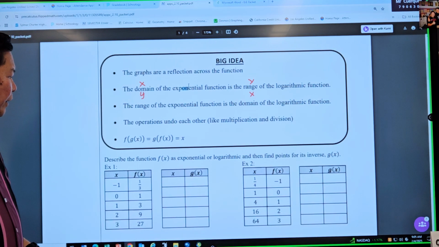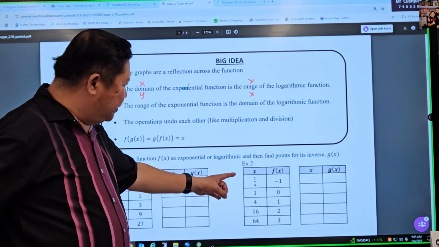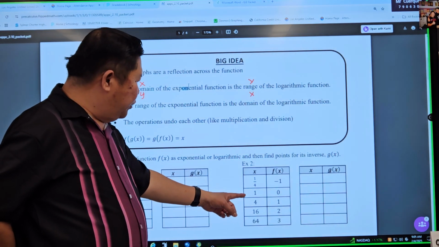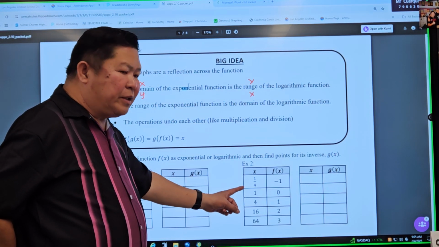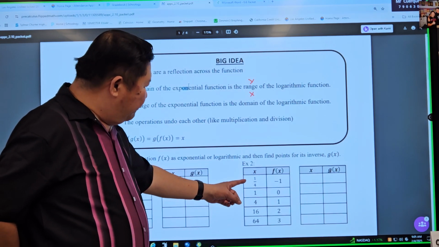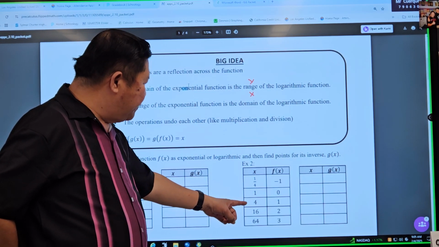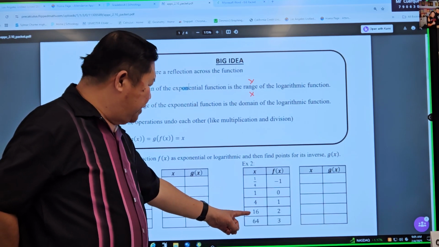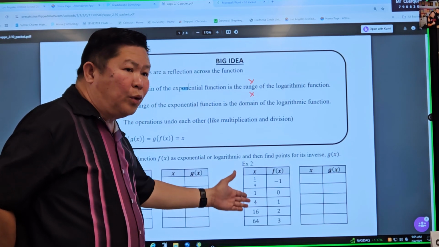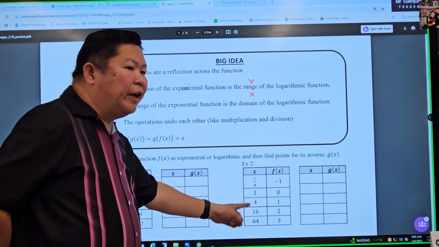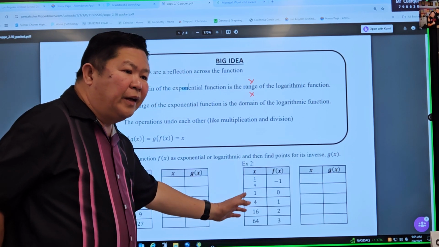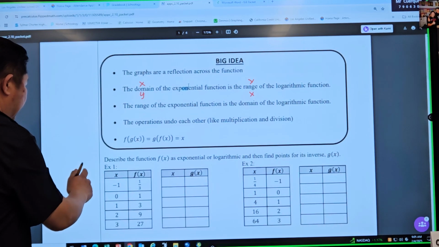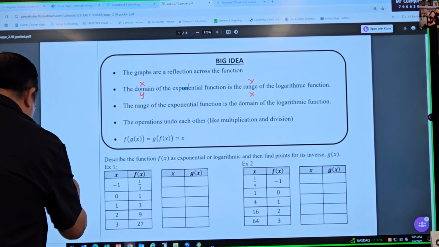Okay, how about the other one? Example number 2. Where do you think the multiplication occurs? From 1/4 to 1, that means times 4, right? 1/4 times 4 is 1. 1 times 4 is 4. 4 times 4 is 16. And then 16 times 4 is 64. So it occurs right here in the x. So what do you think is this function? This is logarithmic function.